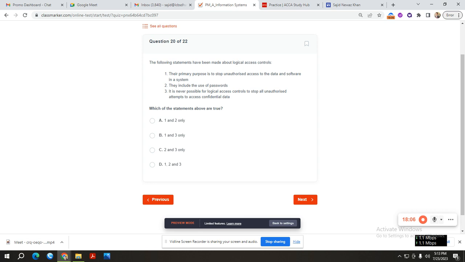The following are logical access controls. In terms of logical access control, if you remember, logical access control means passwords are given, but who can use how much, what can be allowed to a user, that is mainly the purpose of logical access controls. So primarily, to stop unauthorized access, of course, a basic function is that no unauthorized person can enter. Yes, logical access system has passwords. It is never possible for logical access to stop all unauthorized attempts to access. Now a logical access can stop it, but it cannot stop attempts. It means you have a password, but I can still try to type in a password and log in. So it does not stop the attempts, but it does try to stop the access.